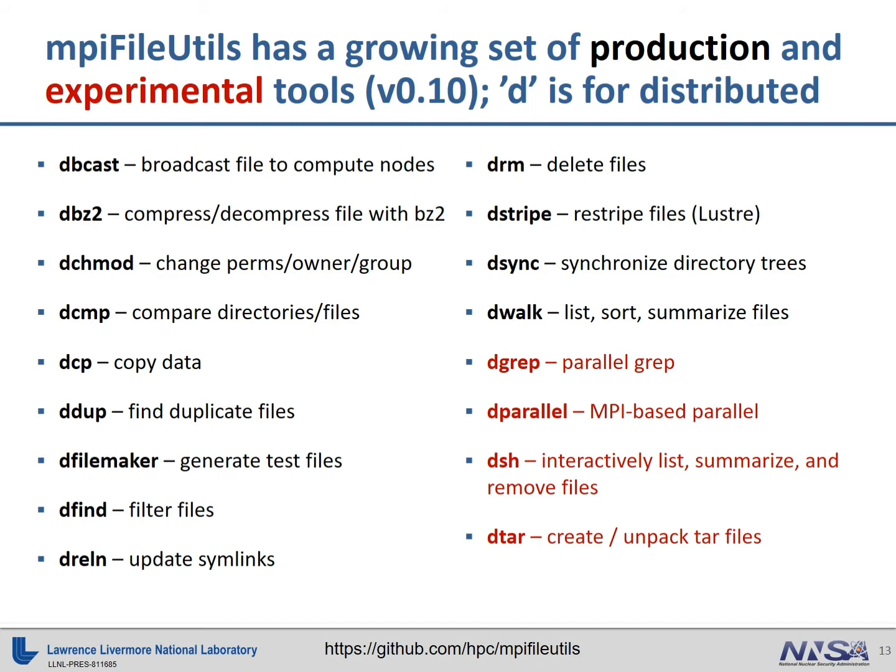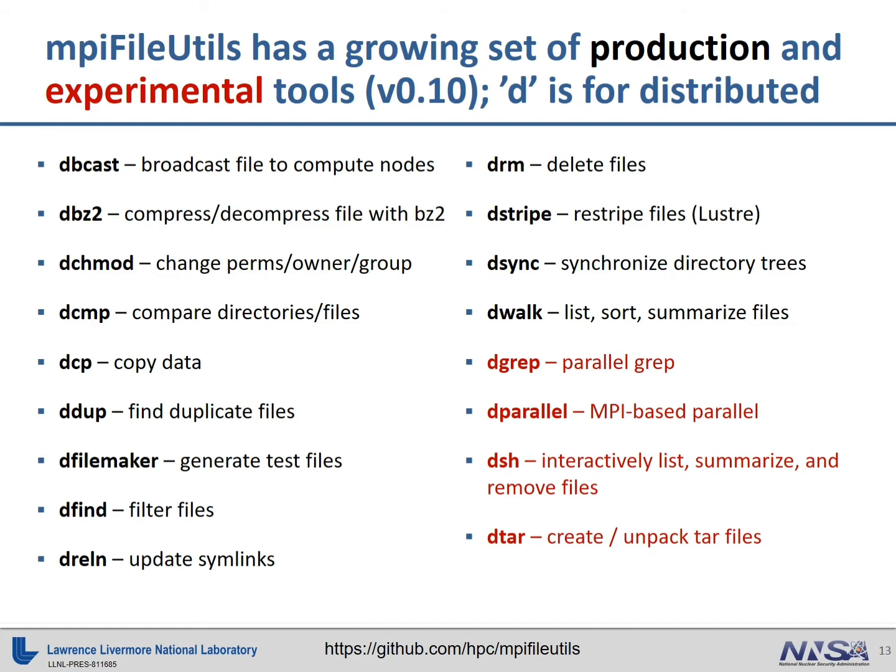drelink is a way to update symlinks. For example, after a large recursive copy, if the destination directory contains symlinks with absolute paths that need to be changed, it's an efficient way to do that. DRM is a parallel remove. dstripe is a way to restripe files on a Lustre file system to have different striping parameters.